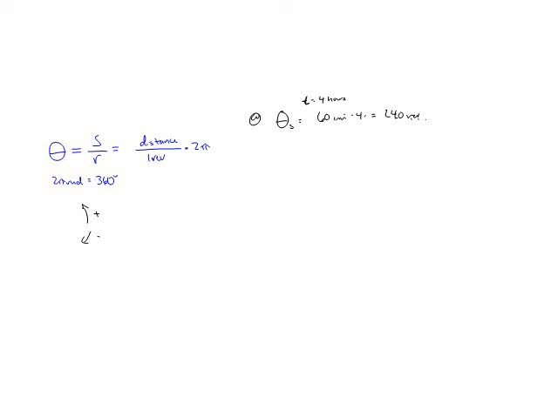240 revolutions. How many radians are in one revolution? 2 pi. And multiply that by 2 pi, because that's what our equation is. So 485.